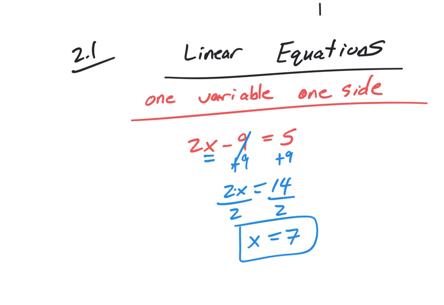Okay, so that's one variable, one side, pretty straightforward. Sometimes the variable might be on the right, that would be the only difference. Maybe I put the 5 on the left and the 2x minus 9 on the right, but it would still solve the same way and you would still get the same answer.